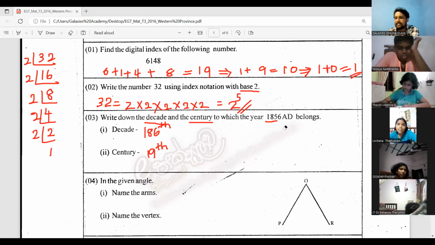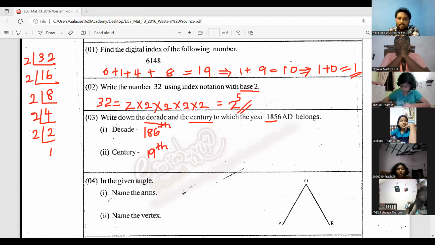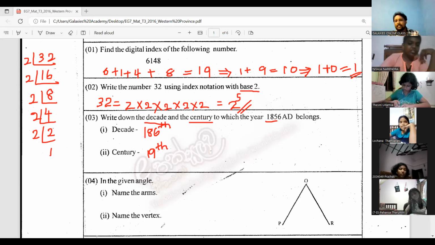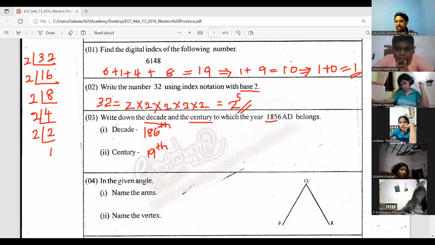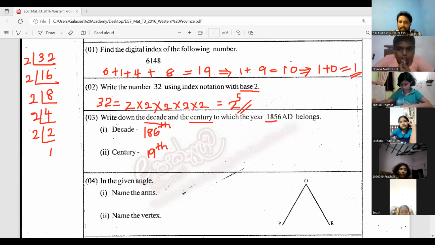Okay, sir. Thank you. Right. Fourth one, look at. In the given angle, name the arms and name the vertex. Right. What are the arms? There are 2 arms. What are the arms? PQ and QR. Right. There are 2 arms.